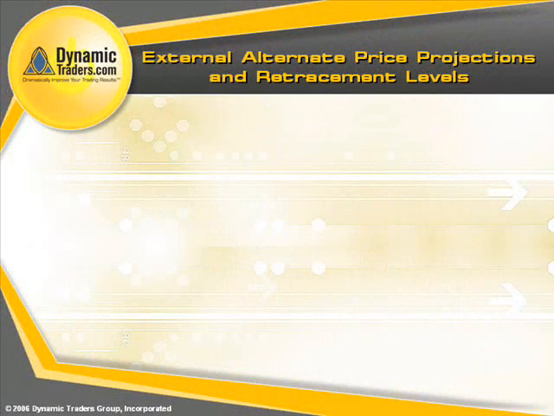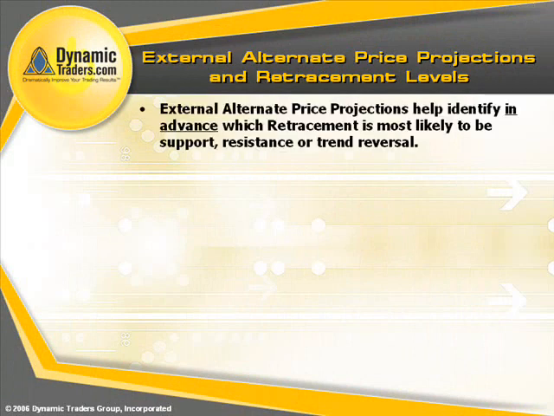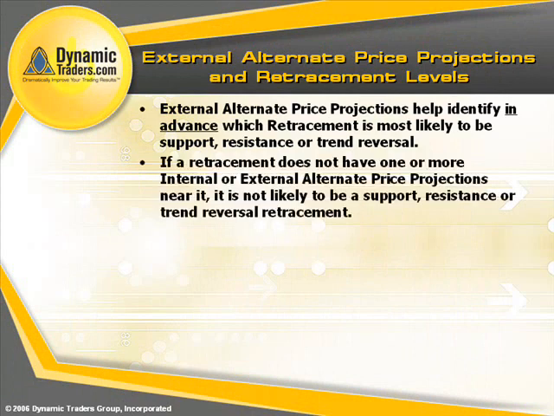All right, now let's take a look at how external alternate price projections relate to retracement levels. External alternate price projections help identify in advance which retracement is most likely to be support, resistance, or trend reversal. If a retracement does not have one or more internal or external alternate price projections near it, it's not likely to be support, resistance, or trend reversal.